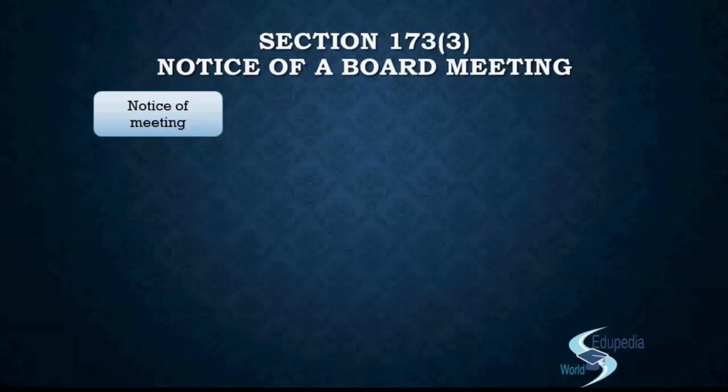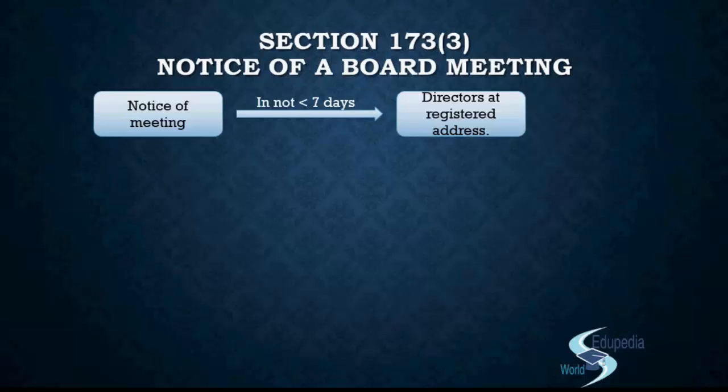There is no particular form for the notice that has been prescribed. You can have any format of your choice, and even an informal notice would be sufficient compliance with this provision of the section, so far as you abide by the other provisions of the section, like the notice of the meeting should be sent to the director at the registered address not less than 7 days before the meeting.